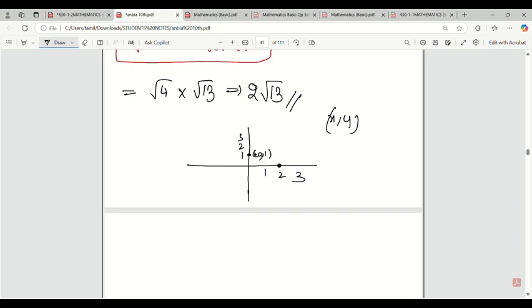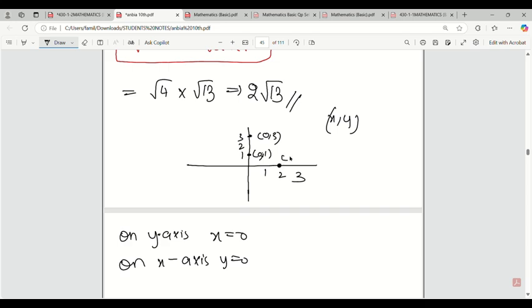Why 0? Because on the y-axis, x is equal to 0. So that's the coordinate. If I write the coordinate of 3, how will I represent this? 0 comma 3. In the same way, on the y-axis, x is 0. On the x-axis, y will be 0.